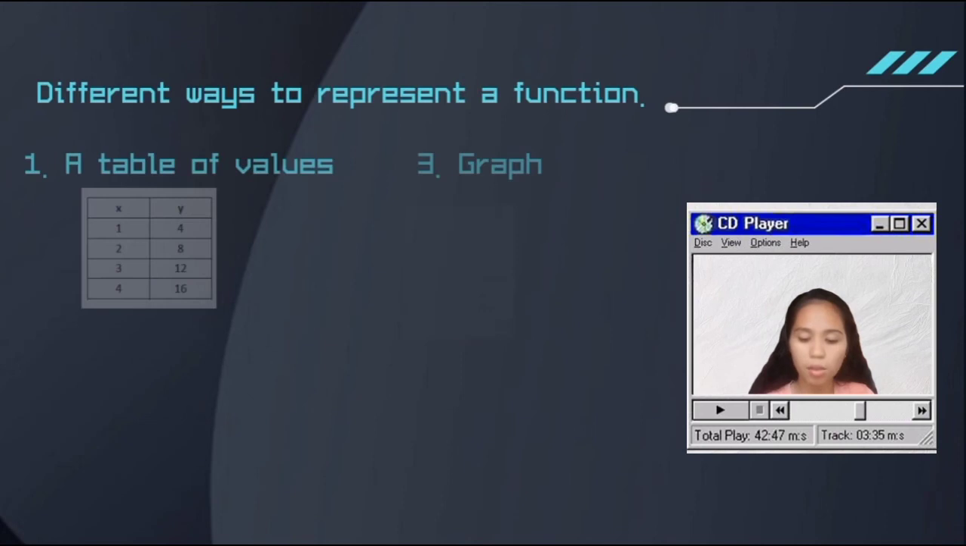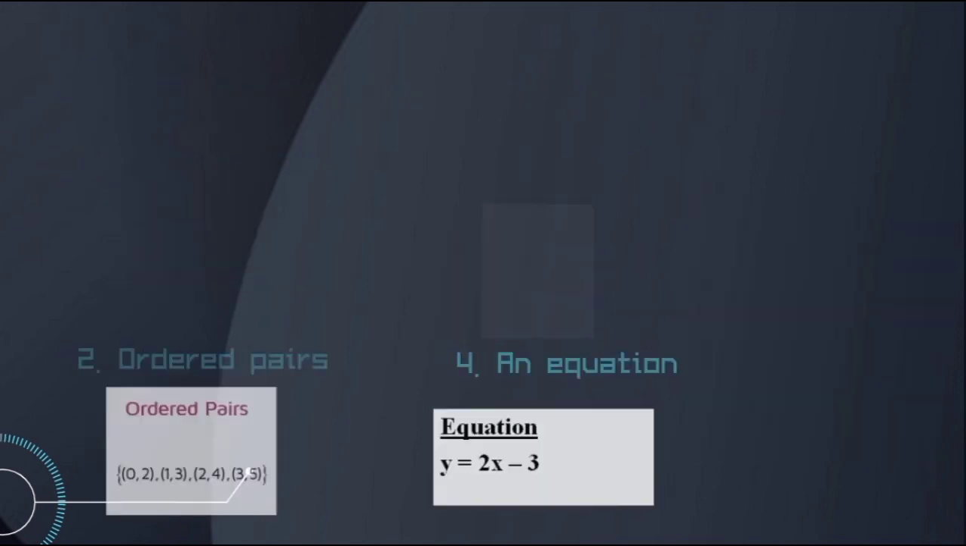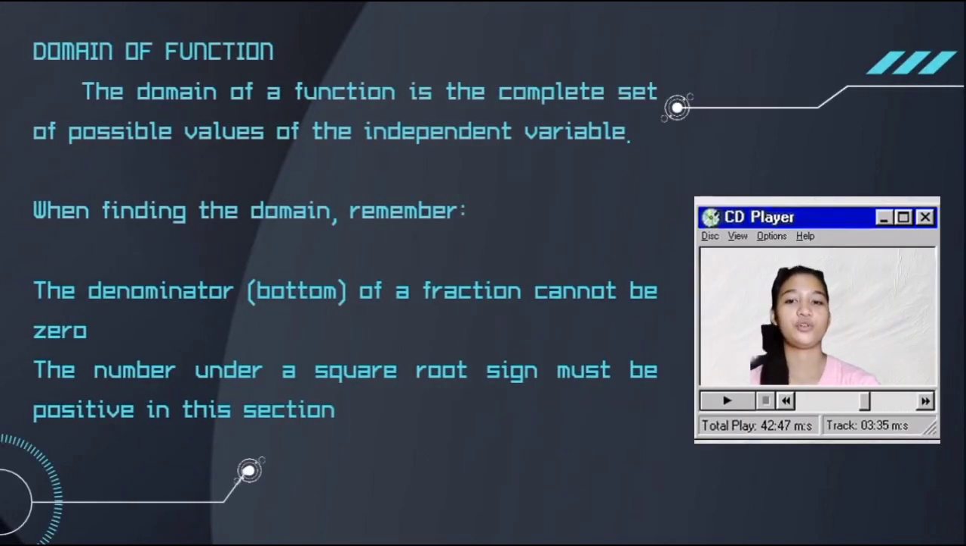A function can be represented in different ways. Number 1, a table of values. Number 2, ordered pairs. Number 3, graph. And number 4, an equation. Domain and range of functions.